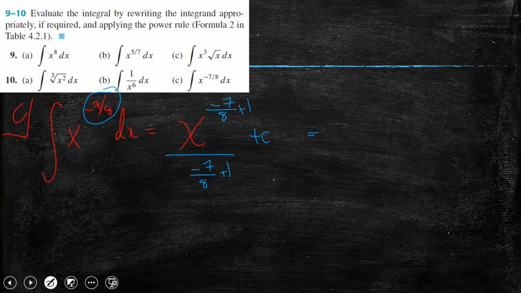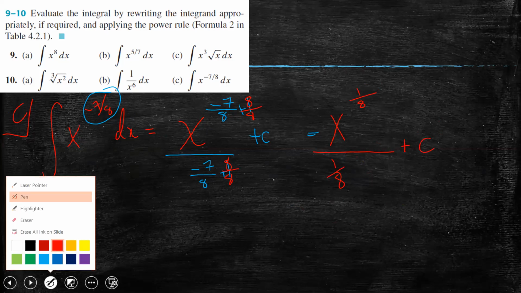Then, as I told you yesterday, if I want to add any whole number to a fraction, I must keep the whole number with the same denominator, so both of them have the same denominator. So if I multiply down by 8, I must multiply up by 8. Then negative 7 plus 8 is 1 over 8, over 1 over 8 plus c.